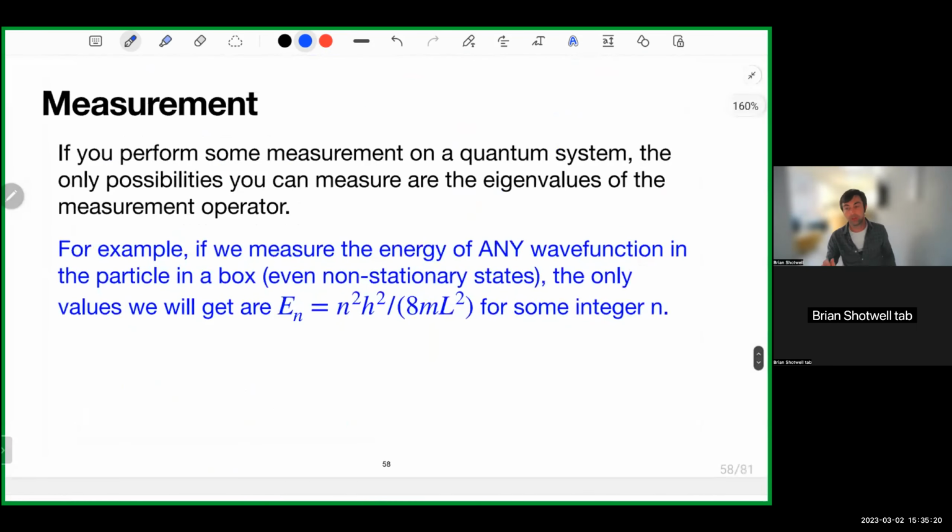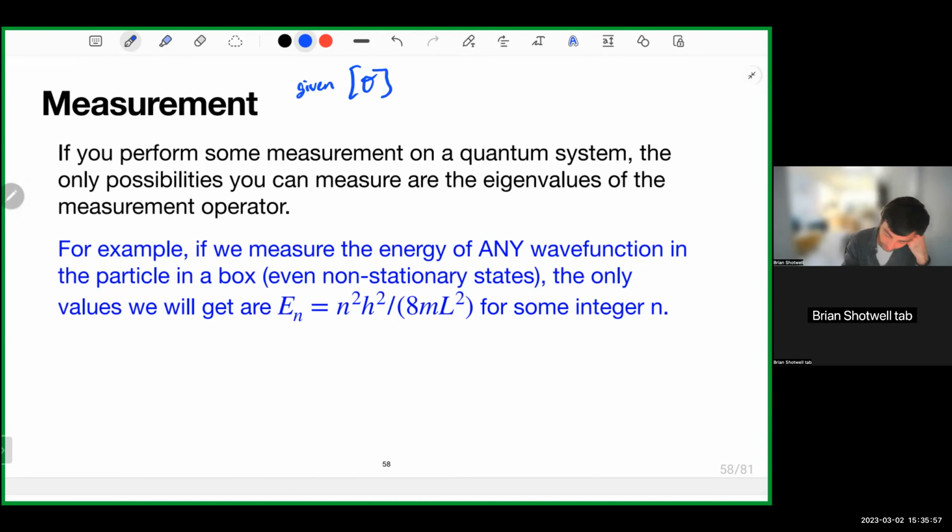So completely changing gears to measurement. There's a statement here that we're going to talk about in this video. If you perform some measurement on a quantum system, the only possibilities you can measure are the eigenvalues of the measurement operator. So we have to know what that means, the eigenvalues of the measurement operator. What does that mean? Given an observable, some operator, with the square brackets, it could involve derivatives. It could just be multiplied by x.